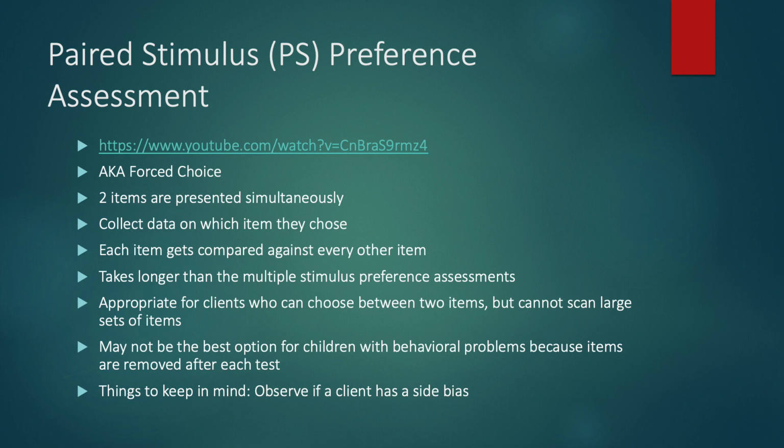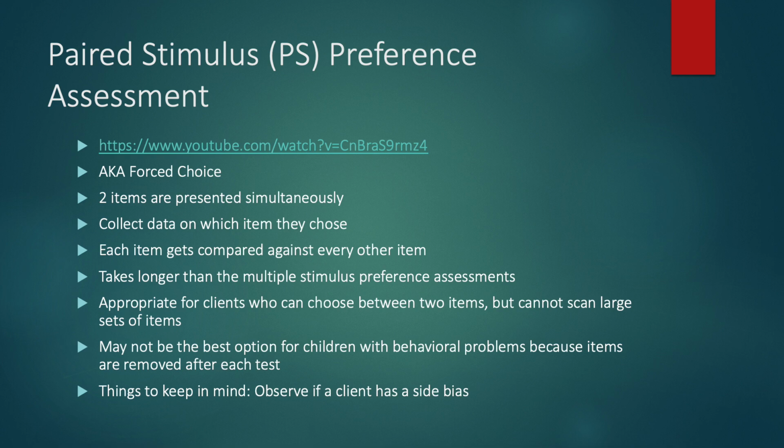This type of preference assessment is appropriate for clients that are able to make choices between at least two items and that can scan large sets of items. So as I mentioned, there are some clients that we work with that have difficulties with making choices or looking at different items that are available on a table. And so if you have clients that can scan items, then this would be appropriate for you to do. This would be an appropriate assessment to conduct.